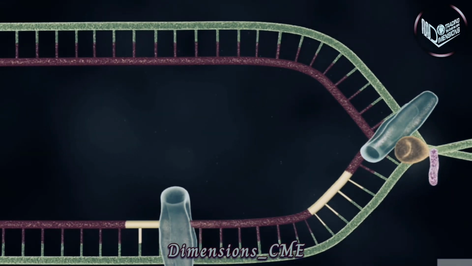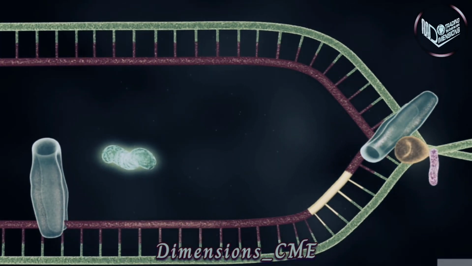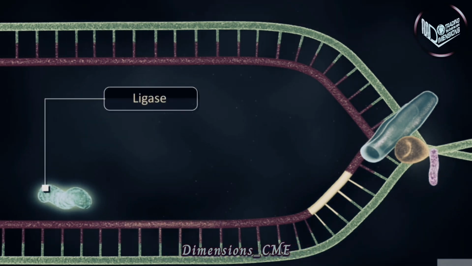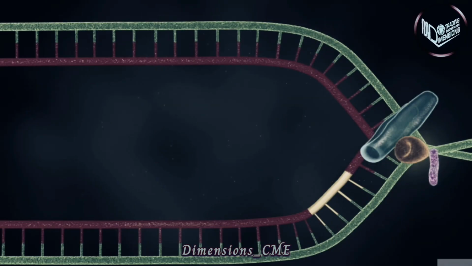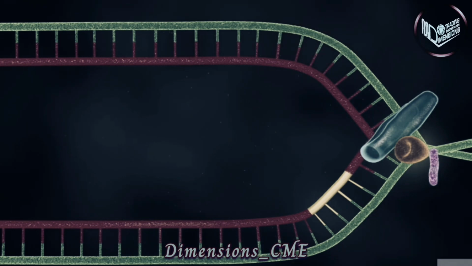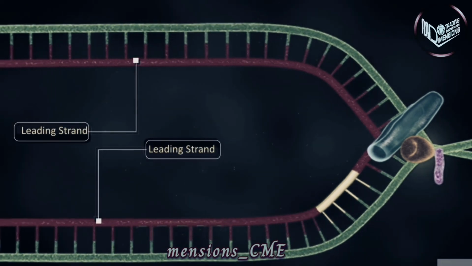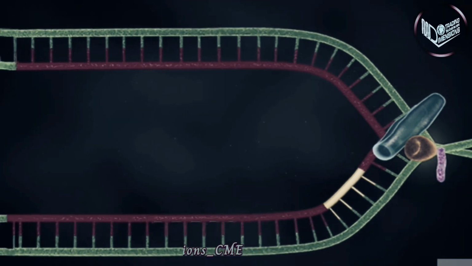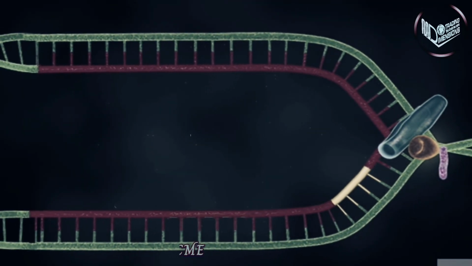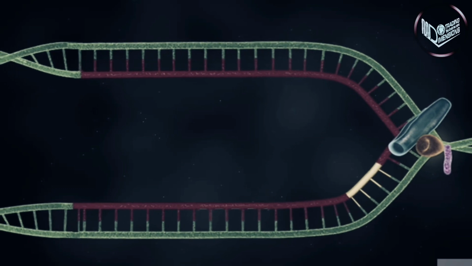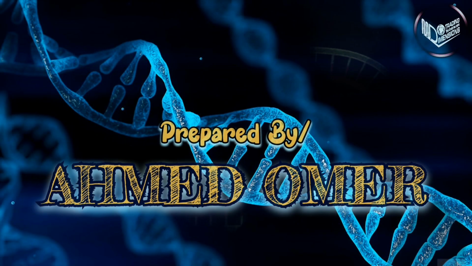The individual Okazaki fragments are then bonded together to form a continuous complementary strand by an enzyme called ligase. The continuously formed strand is called the leading strand, and the strand synthesized in small pieces is called the lagging strand. The process of DNA replication is completed when DNA ligase joins all the short stretches of DNA into a continuous strand.